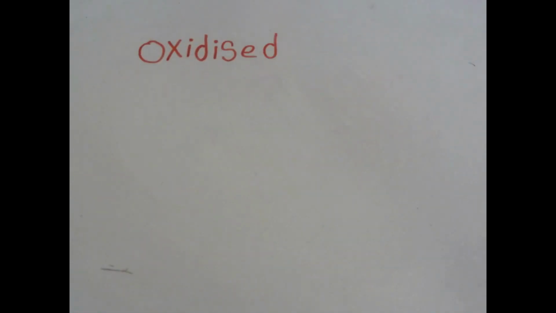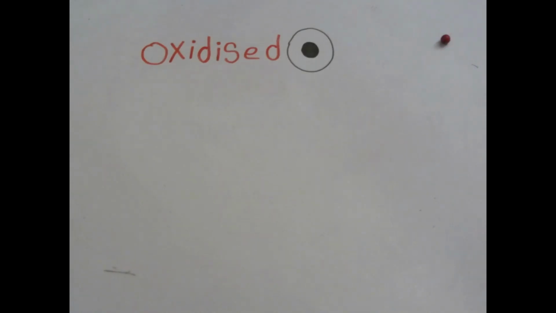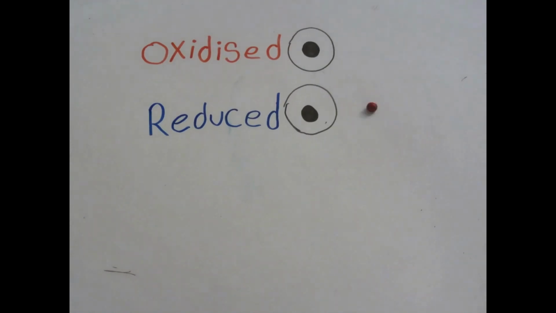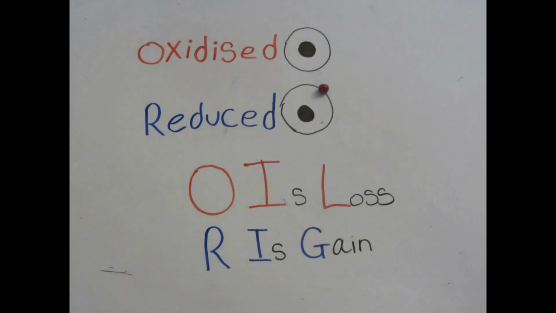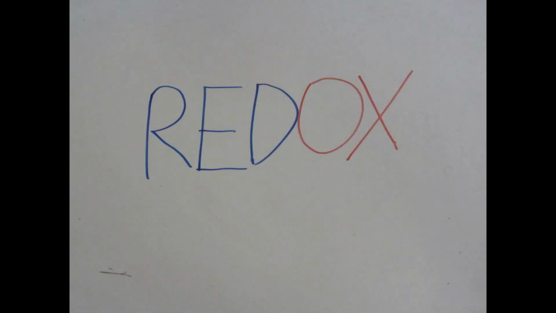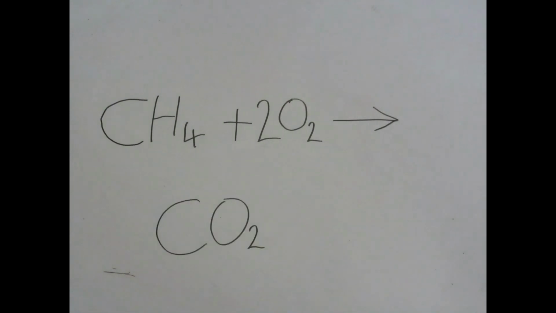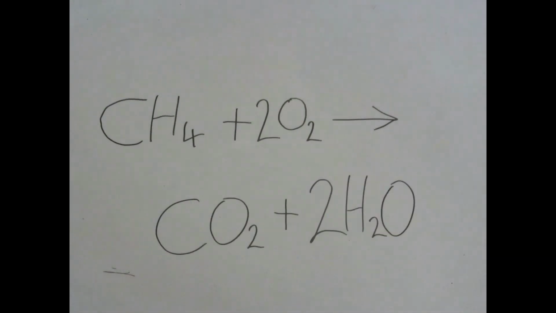A compound is oxidized when it loses an electron. It is reduced when it gains an electron. Oxidation is loss of electrons. Reduction is gain of electrons. You might remember OIL RIG from GCSE. This is known as redox. Here we have methane reacting with oxygen to form CO2 and H2O. We know that the total oxidation number of each of these compounds is 0. How do we find what has been reduced and what has been oxidized?